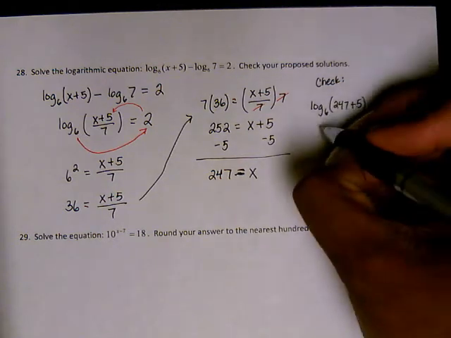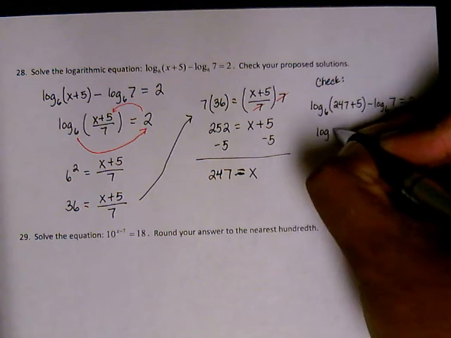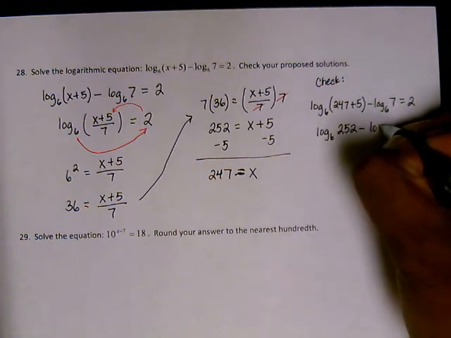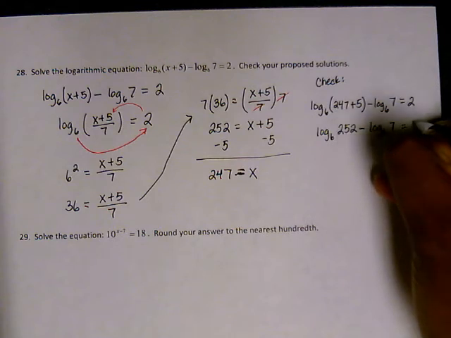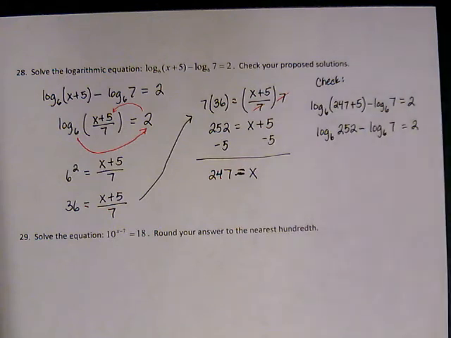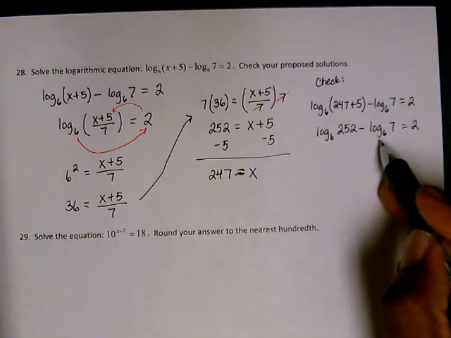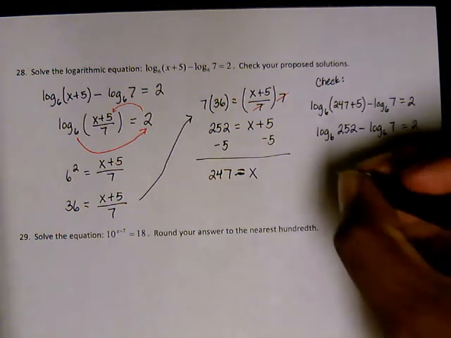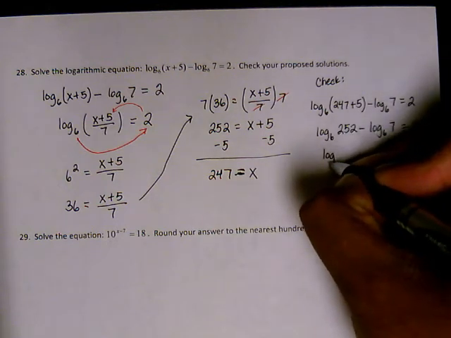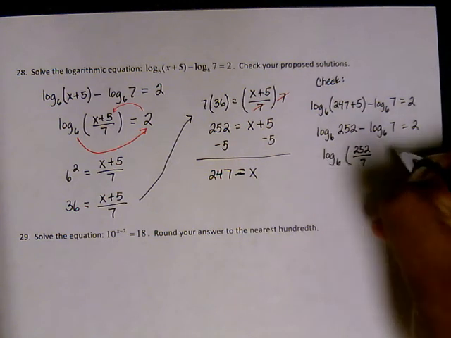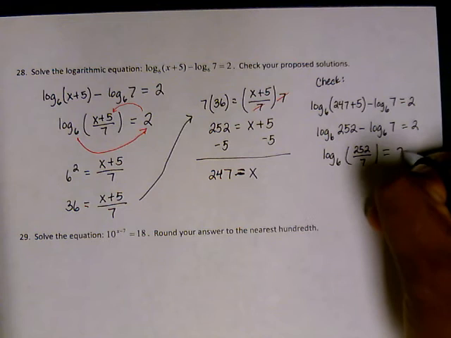247 plus 5 is 252, so the log to the base 6 of 252 minus the log to the base 6 of 7 should equal 2. Now again, I have the difference of their logarithms. I can condense that as the log of the quotient. So this will be log to the base 6 of 252 divided by 7, and that's equal to 2.